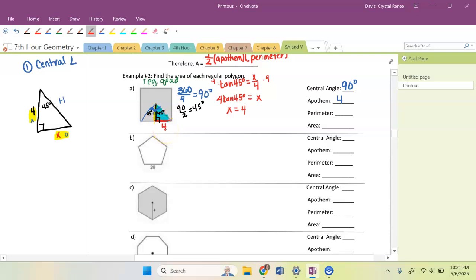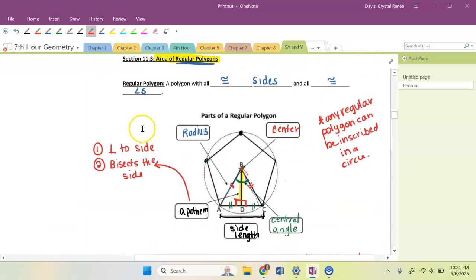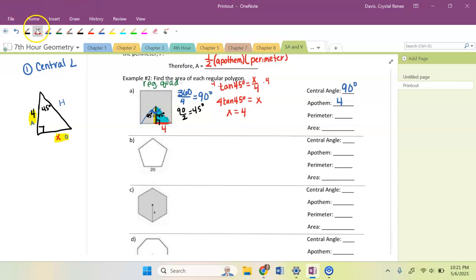But go back to our notes from before, where I said the apothem does 2 things. It's perpendicular to the side, which means we have a right angle, and it also bisects that side. Because it bisects it, this is also 4 as well, meaning that the entire side length is 8. So to find the perimeter then, guys, I could just do 8 times 4, which is 32.